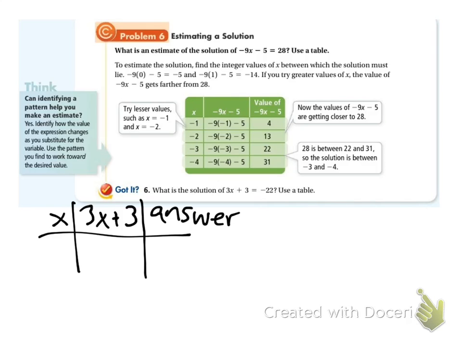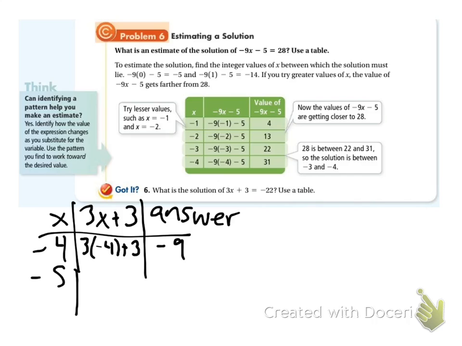Which means, again, I'm going to want to plug in negative numbers. So how about I plug in negative 4? 3 times negative 4 plus 3. 3 times negative 4 is negative 12. Plus 3 is negative 9. Man, I was way off.